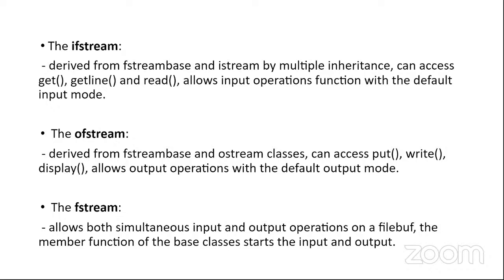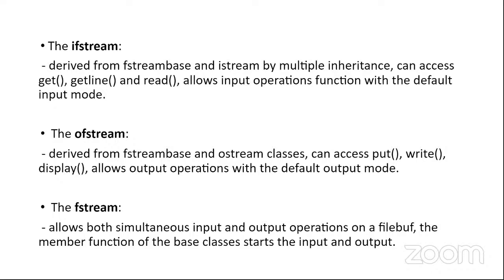First one is the ifstream. This data type represents the input file stream and is used to read information from files. For accessing input from the file, we use getline and read. It also allows input operation functions with the default input mode.